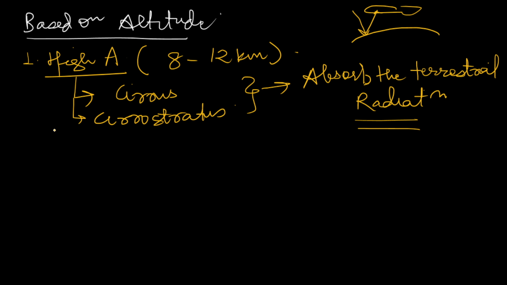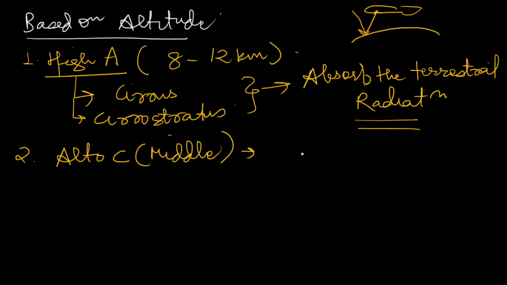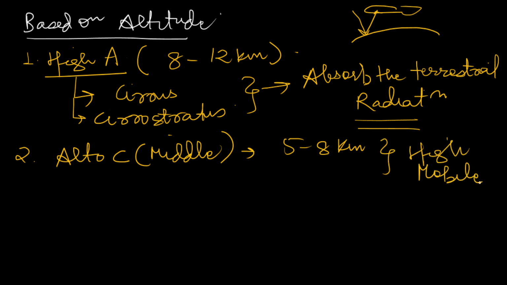Secondly, we have alto clouds, also known as middle clouds. These are in the range of 5 to 8 kilometers from the surface. And these are highly mobile clouds, that is, they keep on moving. When you look at the sky, you will see some clouds moving very fast. Most of the time those are alto clouds.